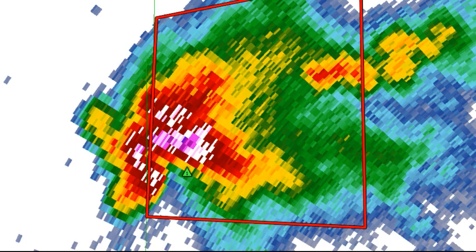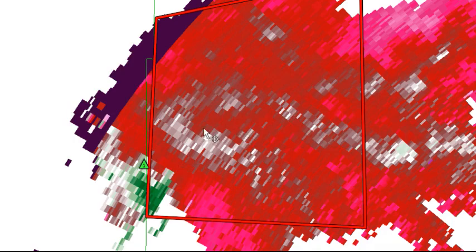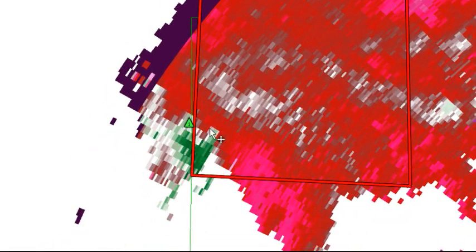So let's look at the velocity. Sometimes it's good to start with the base velocity so you can see what the basic velocity product is doing before you progress into the storm relative products. So what do we see here? Looks like a little bit of flow towards the radar right there. That's going to be associated with the RFD area. And then we have some weak flow going away from the radar like that.